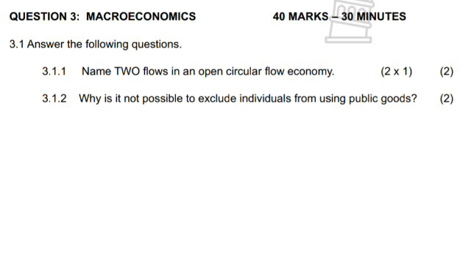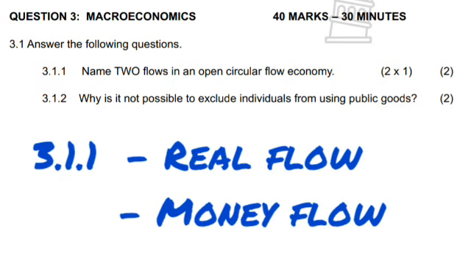Now look at a question from a March test question paper. A question on circular flow, you will find it under macroeconomics, and you will see in 3.1.1 it says name two flows in an open circular flow economy. So two flows, we know that we have discussed the real flow and the money flow. So when they say name two flows, those are the only two flows that we have, the real flow and the money flow.